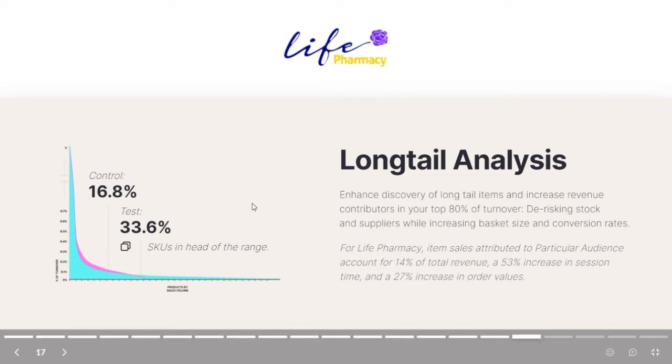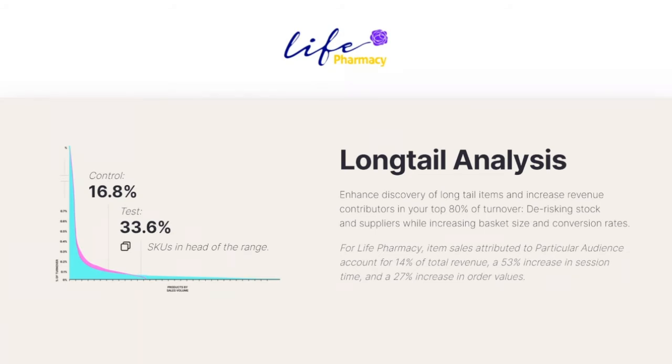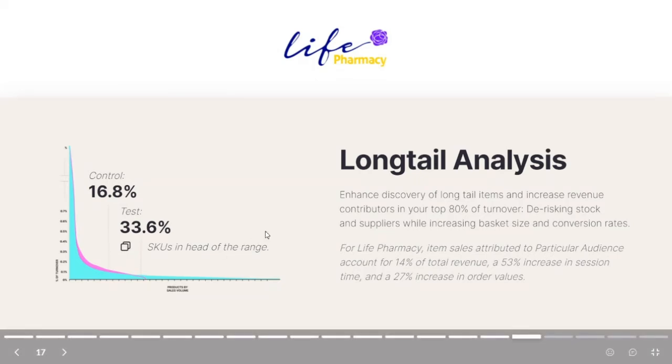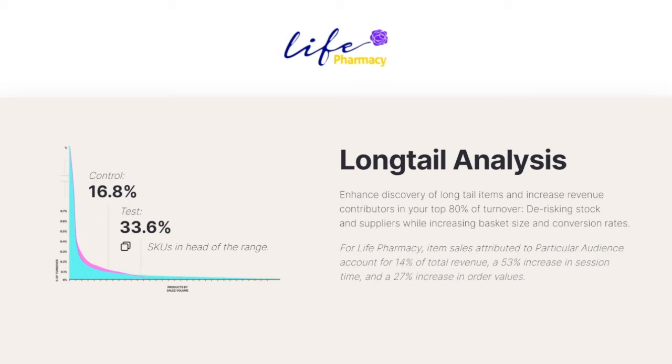But following the implementation of our recommendations on site, we saw that number rise to 33.6%. So less reliance on the best sellers and the most popular items. That was a 100% increase in the SKUs that account for 80% of their sales volume. And in terms of raw figures, that led to a 14% increase in total revenue, a 53% increase in session time, and a 27% increase in order values. So really powerful data for the retailer in question.